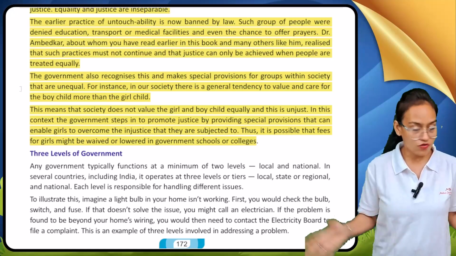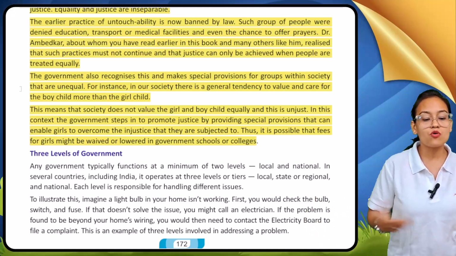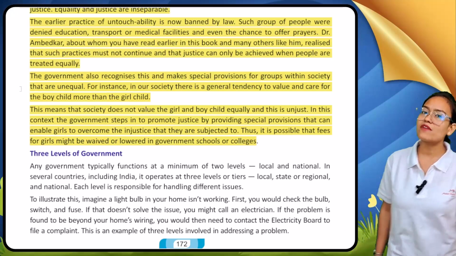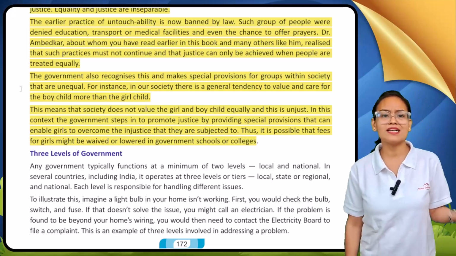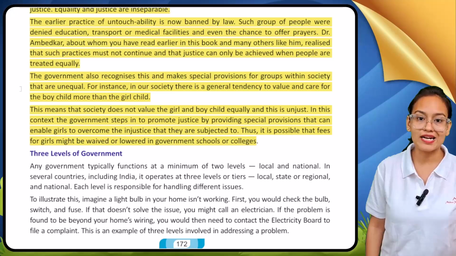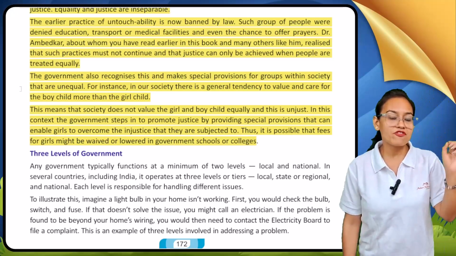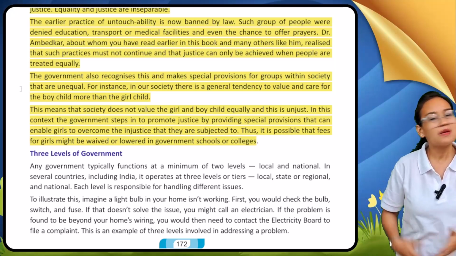For instance, in our society, there is a general tendency to value and care for the boy more than the girl child. And you know what? Apart from untouchability, another kind of social evil prevails in our society: people prefer a boy child in comparison to a girl child. Suppose if the first and second child are born as girls, people are not happy.